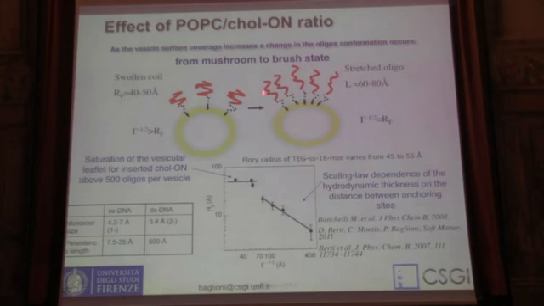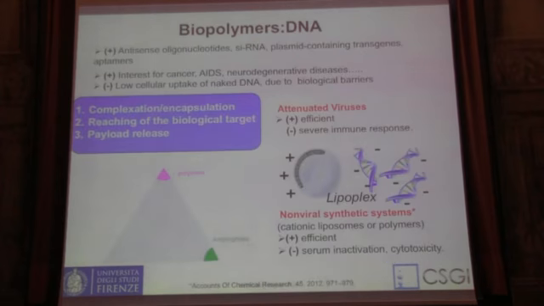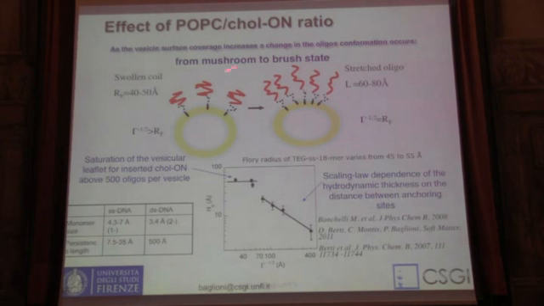In this stretched conformation, the DNA behaves differently from the other conformation. And actually, you can even see it easily, because if you do the hybridization kinetics, you can see that below the Flory radius you have a decrease of the hybridization kinetics, and above you have an increase in the hybridization. And this is quite logical, because if you change the conformation, you change the steric hindrance of the chain.